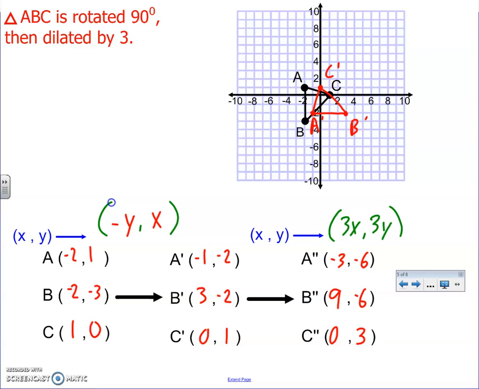And you don't have to draw, but I will anyways. Let's put them on there. So A double prime, -3, -6, left 3, down 6. Here's A double prime. 9, -6 is over here. That is B double prime. Then 0, 3 is right here. C double prime, if I connect this, that should be triple the size of A prime, B prime, C prime, and technically triple the size of A, B, C as well. All right, let's try some more.